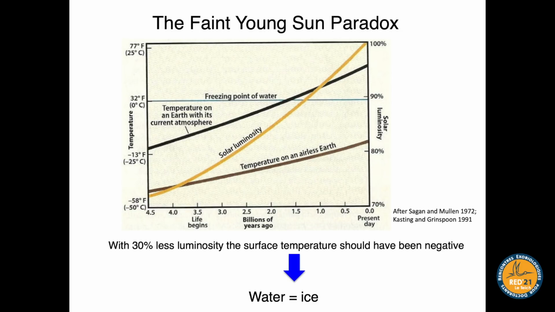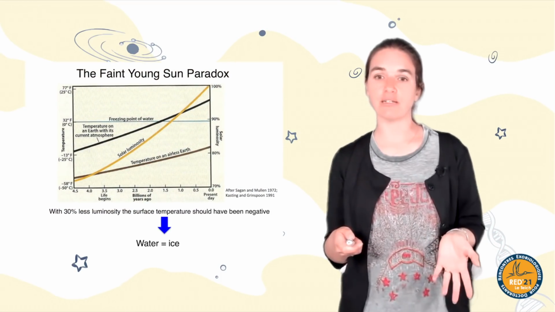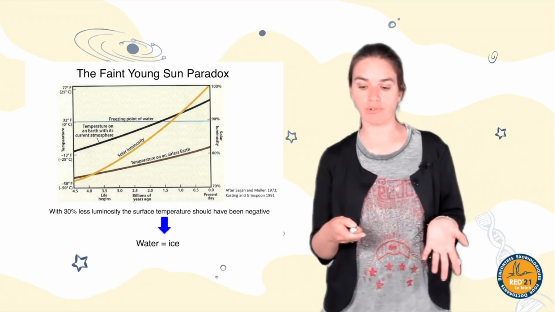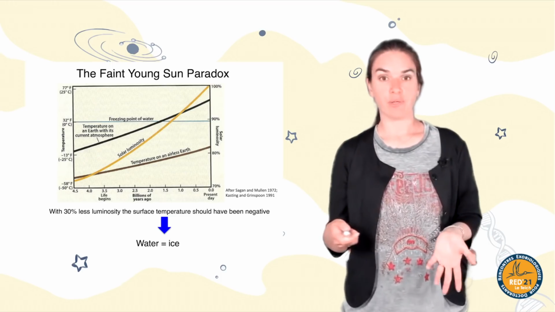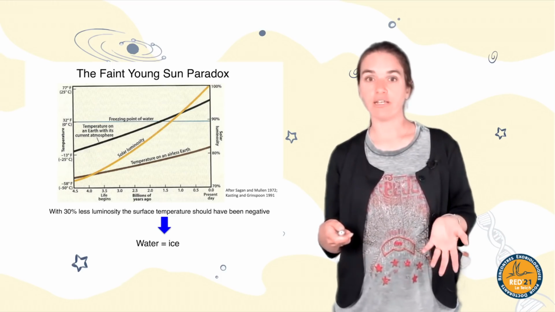And then you have two curves. That is the temperature on the Earth without any atmosphere, this is the brown curve, and the temperature on Earth with the current atmosphere. You can see that both curves cross the freezing line very late in the history of the planet. So that means that during the Archean, the surface temperature should have been negative, and so the water should have been present only as ice. And it's a paradox because liquid water is present very early in the history of Earth.